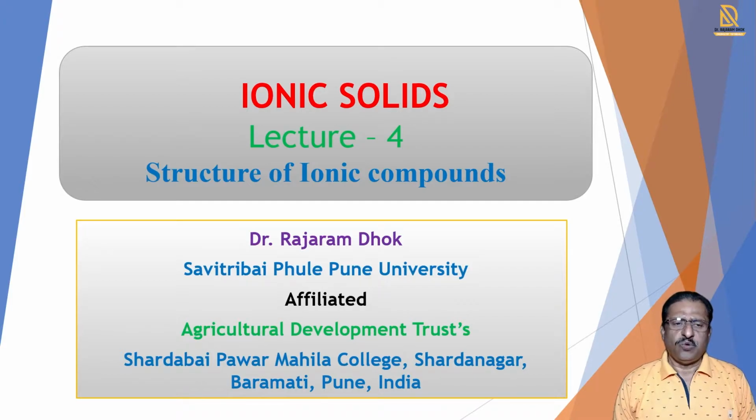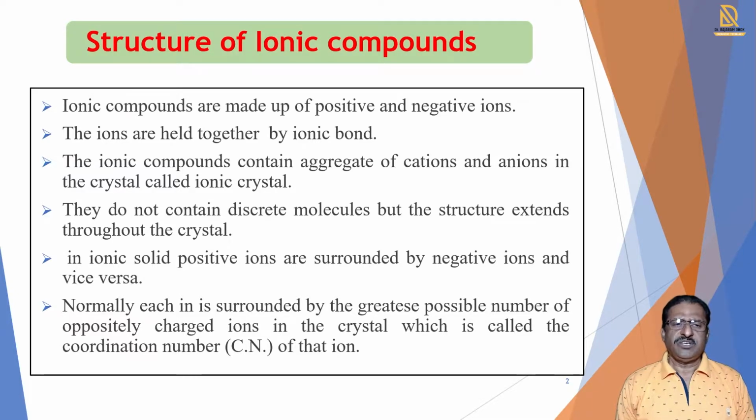Ionic Solids Lecture 4, Structure of Ionic Compounds. So in this lecture we studied the structure of ionic compounds. These ionic compounds are made up of positive and negative ions, and these positive and negative ions are held together by a bond, and that is the ionic bond. These ionic compounds contain aggregates of cations and anions in the crystals, and that is called an ionic crystal.